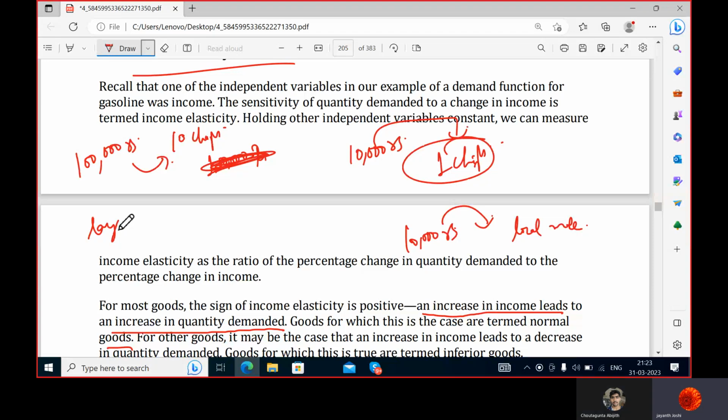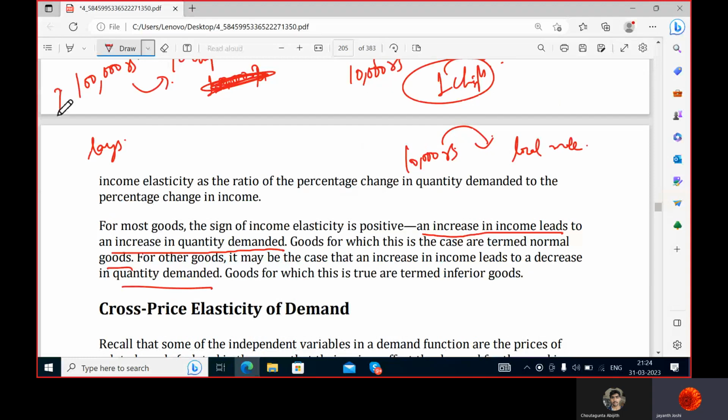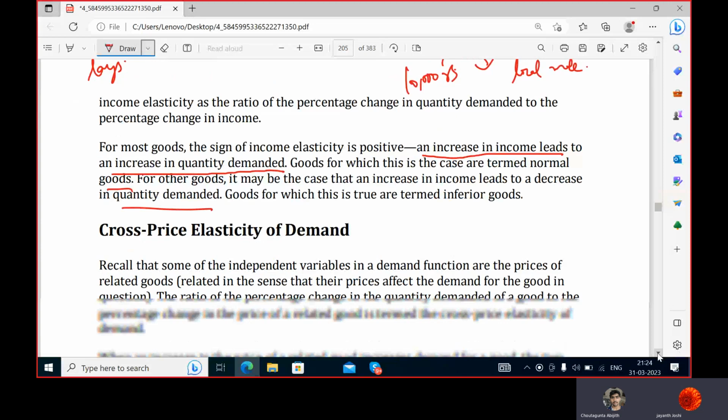The quality, like inferior goods, you'll be buying less for higher income. That can also be a case. What is cross elasticity of demand?